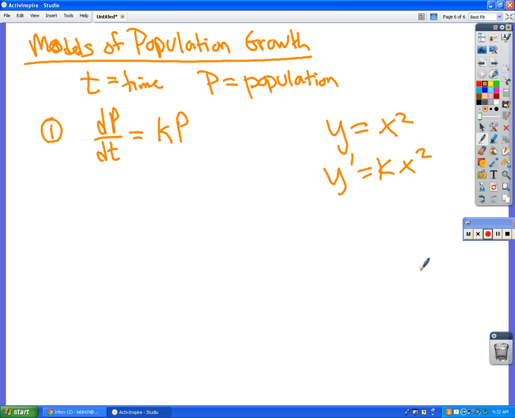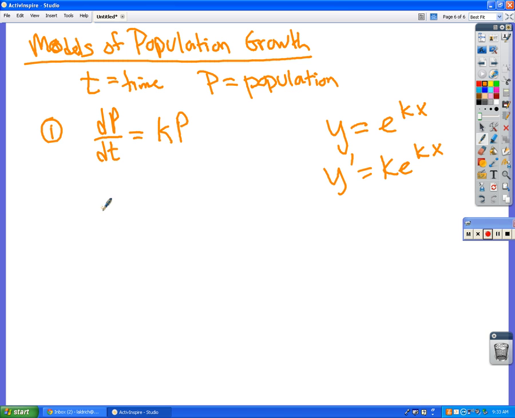What's the function that's the derivative of itself? e to the x. Yeah, because if you make this be e to the kx, then the derivative of that is k times e to the kx, okay? So you see how that kind of fits with what we're looking for, okay?